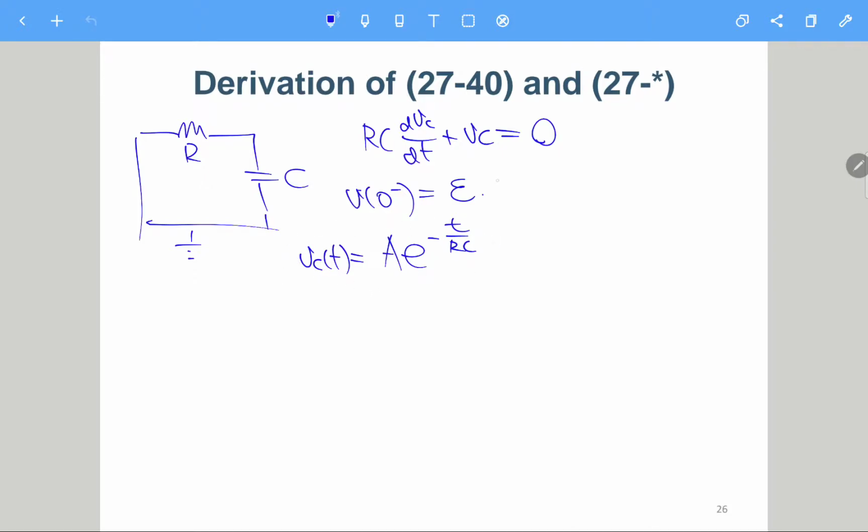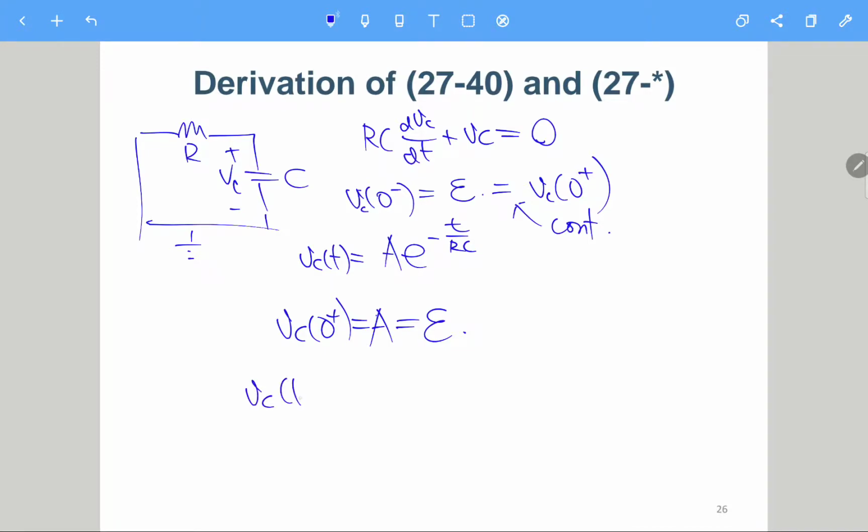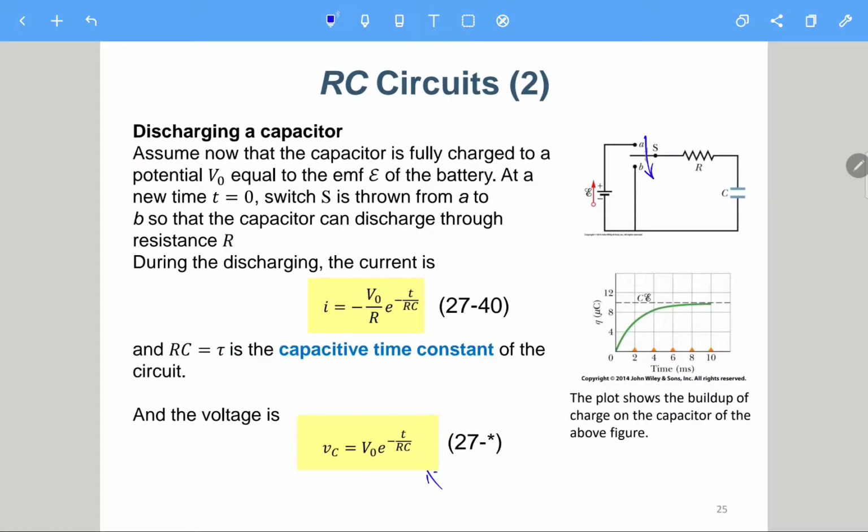And this should equal VC0 plus, as the voltage is continuous. So now we just plug in: VC0 plus is A times 1. As you plug in 0 here, e to the 0th power is 1. So we have A, which is E. So in this case, VC of t should be E exponential to minus t over RC, which is actually this equation.